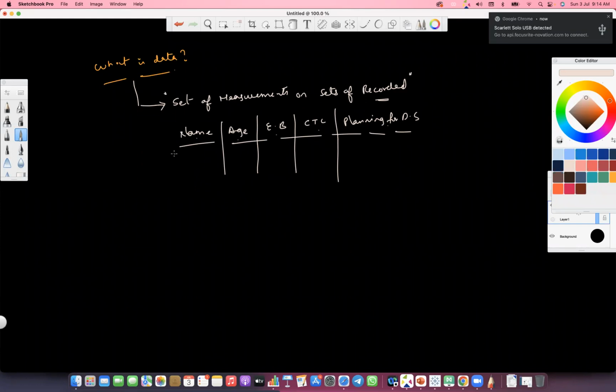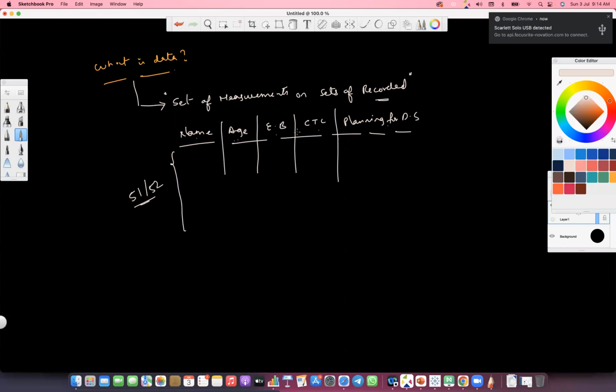Now overall, how many recorded values do we have? Only in this batch, roughly around 50 or 51 people. Is it right? Yes, sir, 50 or 52. These are recorded values, and the set of measurements is what we collect on them. The data is always called a set of measurements on a set of recorded values.